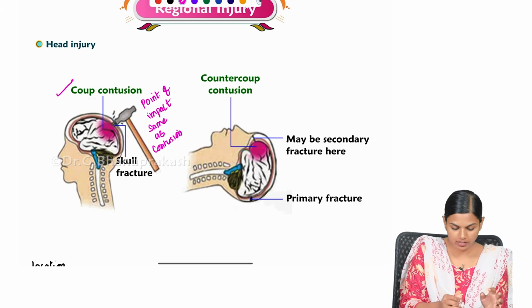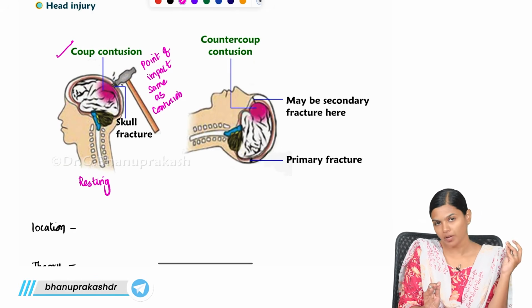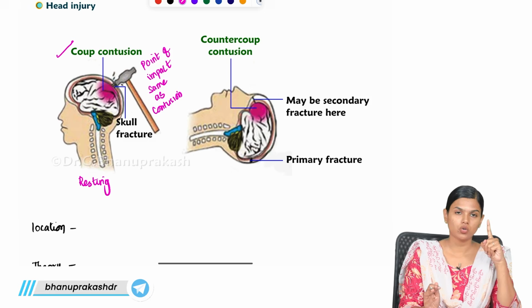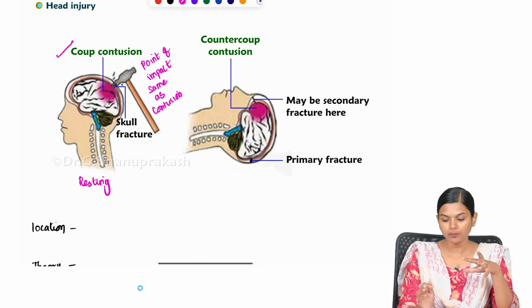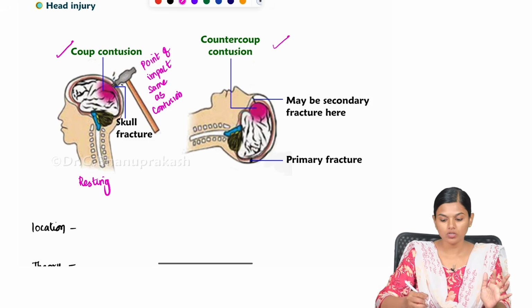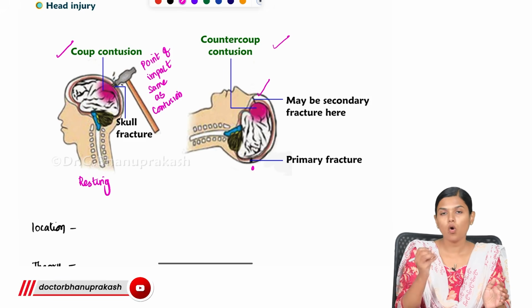When the head is resting, you will have an impact over the head and the skull will fracture over there, and underneath the fracture you will get the contusion. So this is coup contusion. And contrecoup contusion, like we saw, the primary impact will be over here, but the contusion will be seen opposite to the place of impact.